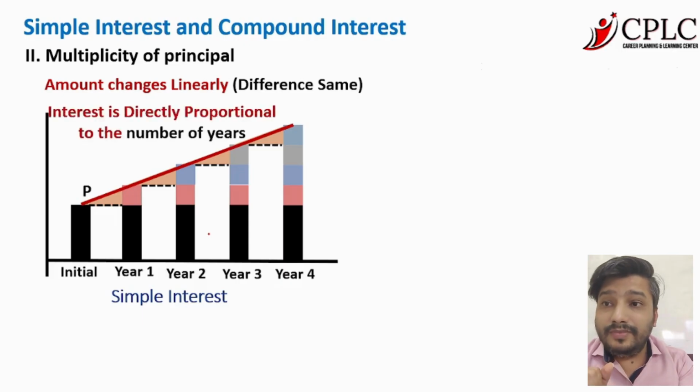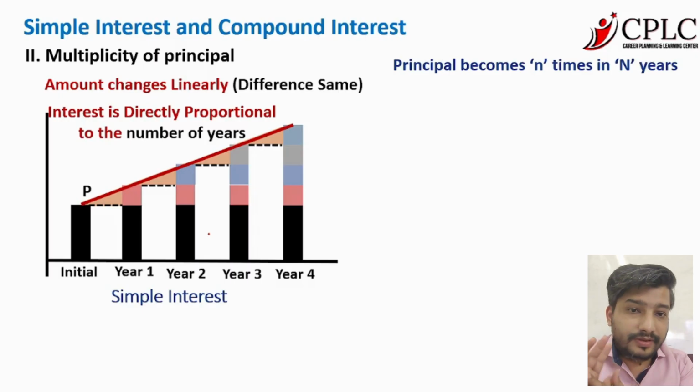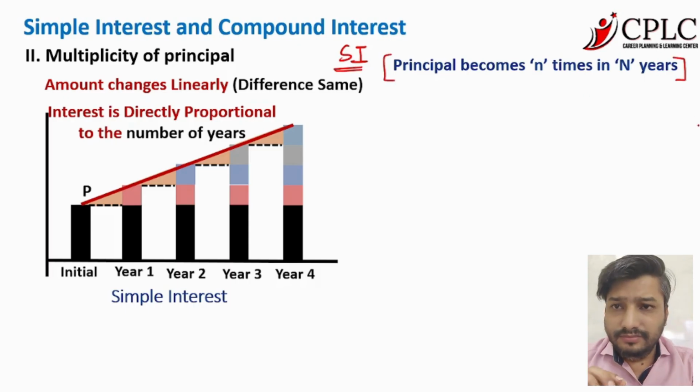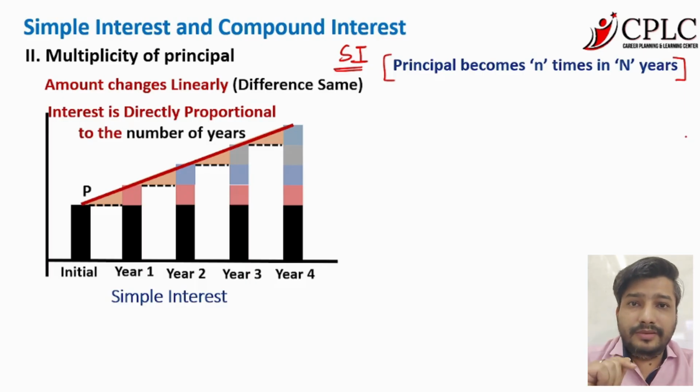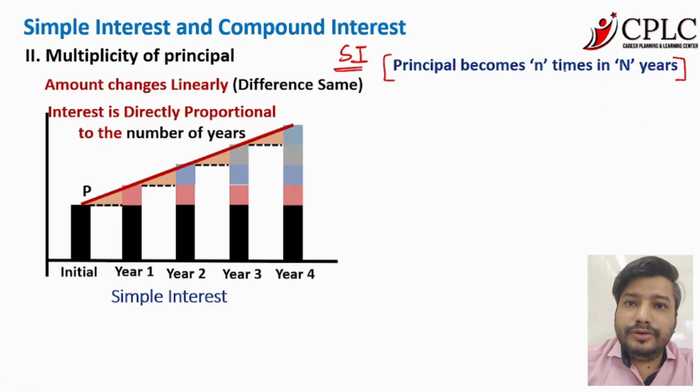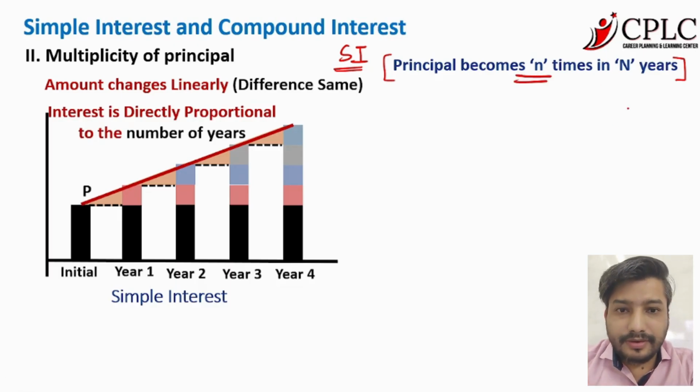So for example, something must be given in the question, that first of all you will have to identify whether it is SI or CI. That is obviously given. So assuming that it is simple interest, which is SI, some statement will be mentioned like this, which is principal becomes n times in N years, something like that will be given. Now here what you need to understand is that the small n corresponds to how many times the principal is becoming, and capital N corresponds to in how many years it is becoming.